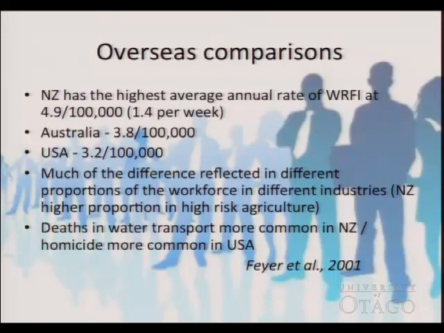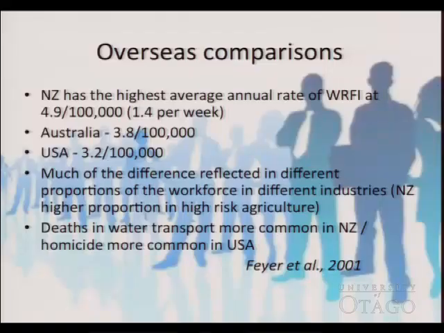Okay, so I'm not going to labour the point here, but when we compare ourselves internationally, we find that New Zealand performs quite poorly with countries that we like to compare ourselves to. Much of that difference is reflected in terms of the different proportions of workers that we have in different industries. So, for example, we have a large chunk of our workforce sit within the agriculture industry, and when we compare ourselves to other countries, they don't have the same distribution.